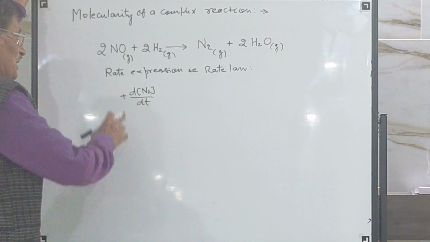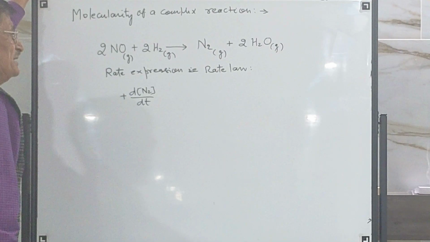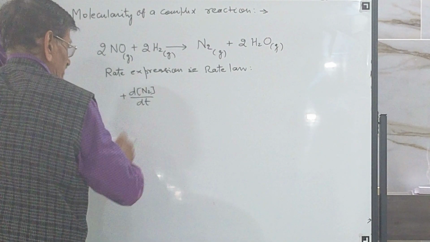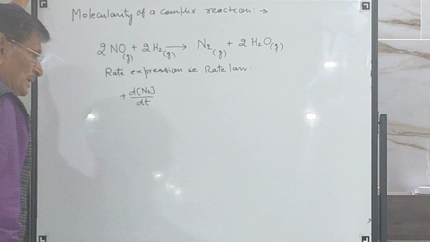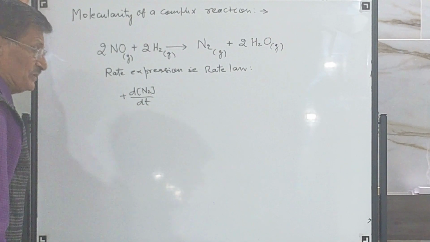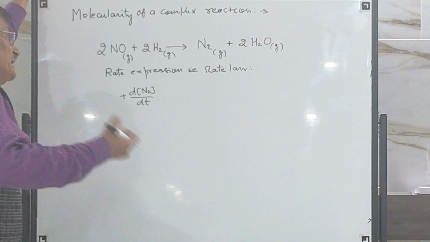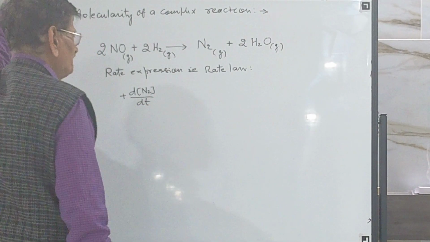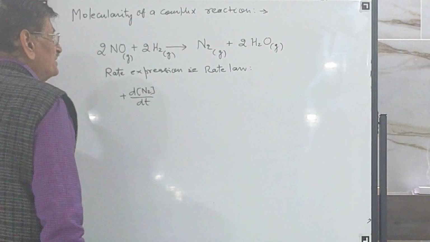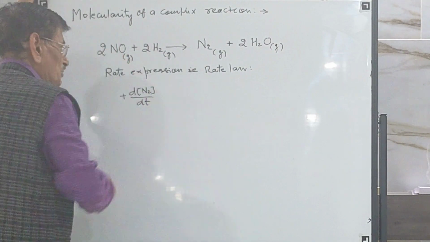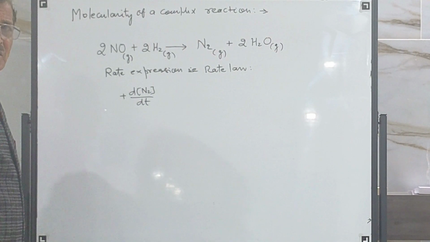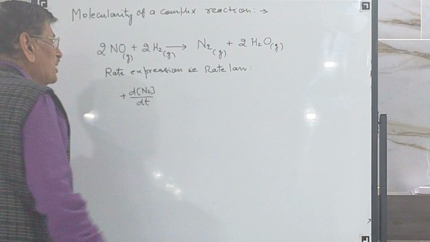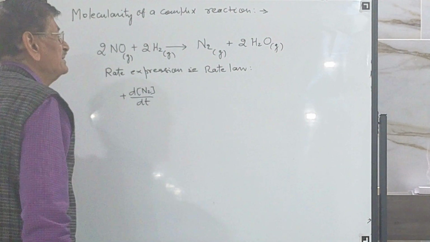And change here means increase. The change is positive, that is, an increase in the concentration of nitrogen per unit time. So this is the rate of reaction: at what rate nitrogen is being produced. Now it has been found experimentally that when the concentration of nitric oxide is doubled, the rate of formation of nitrogen increases fourfold.